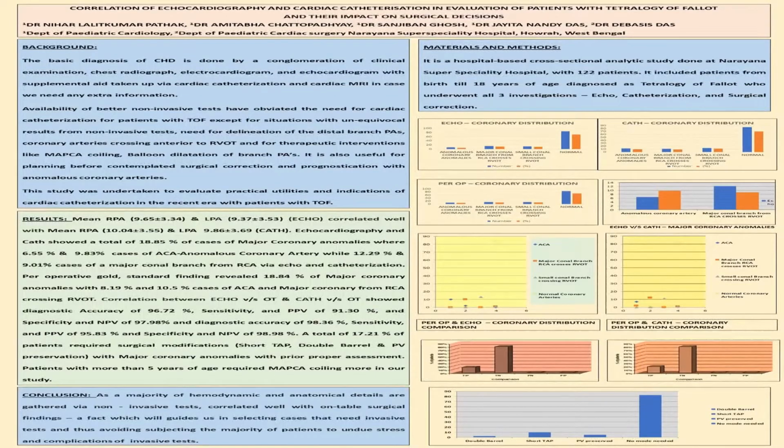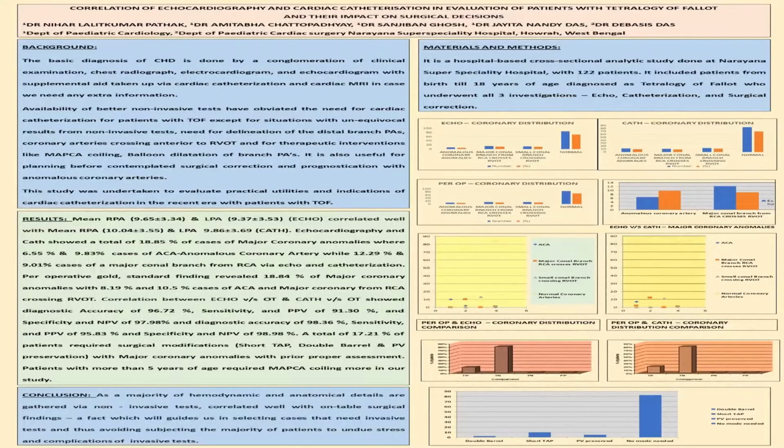Coming to the results, in our study, we could show a good correlation among the branch pulmonary artery size between the echocardiographic and catheterization findings as well as with the gold standard peroperative findings.